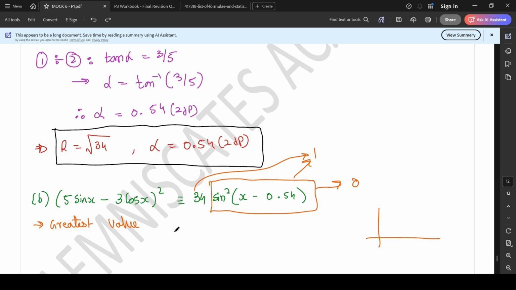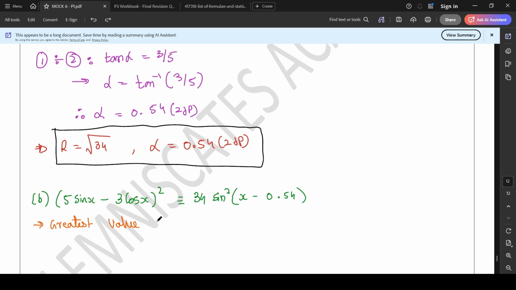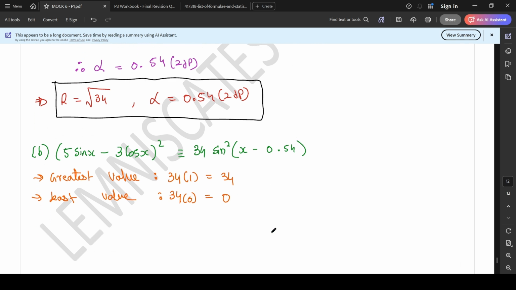So we can use this information and say that the greatest value is going to be 34 into 1, which is equal to 34, and the least value will be when sin square is going to be 0. 0 into 34 is 0, so that is how you are done with this solution.